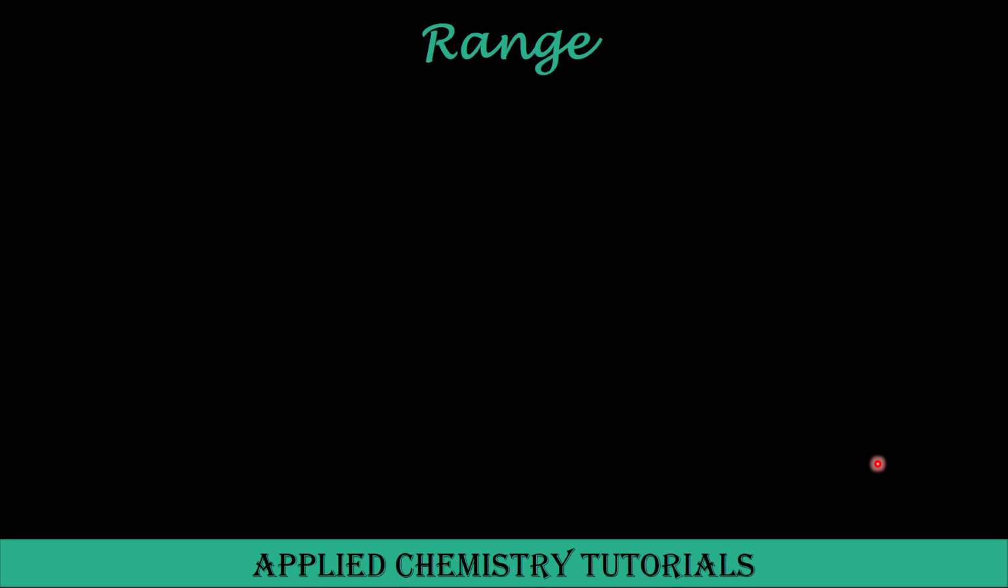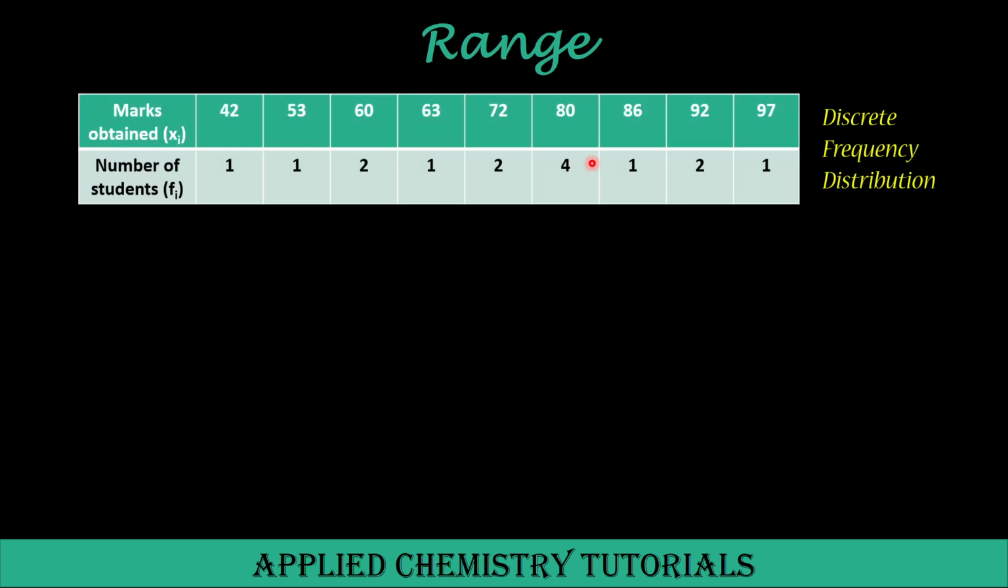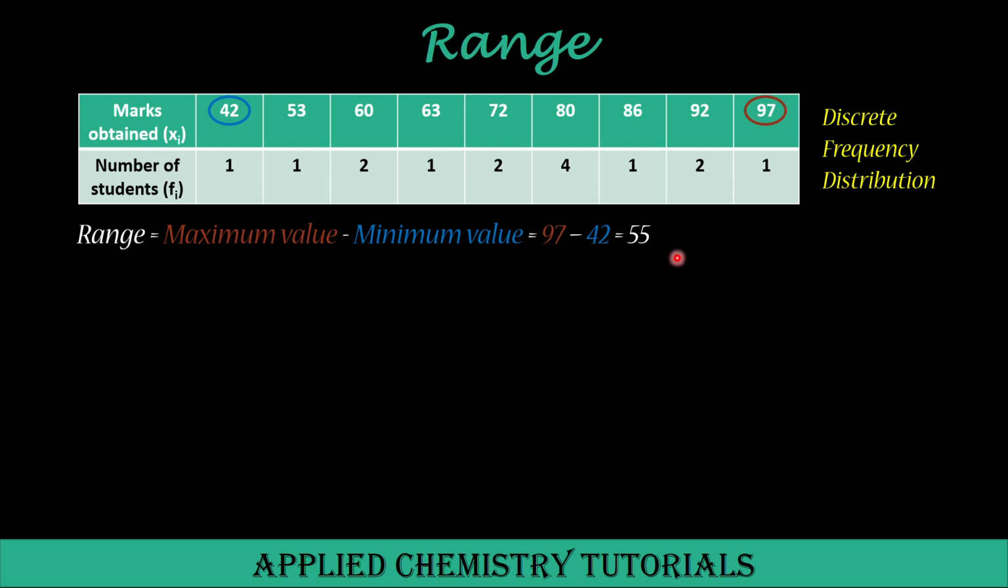So let's start with range. The marks obtained, xi, are mentioned in row 1, and the number of students, fi, are shown in row 2 for the discrete frequency distribution here. Clearly, range equals maximum value minus minimum value, which equals 97 minus 42, or 55.